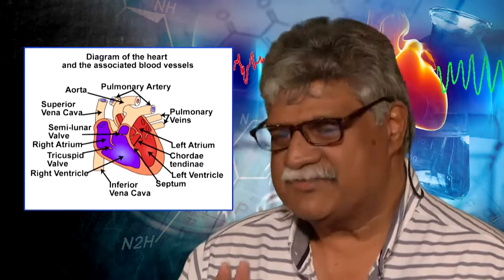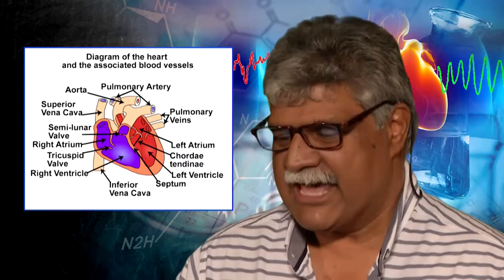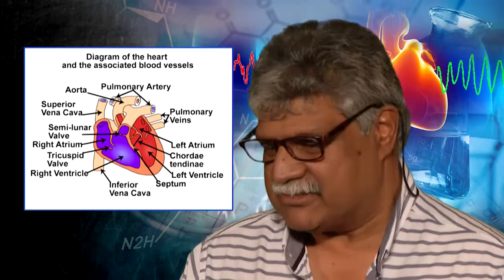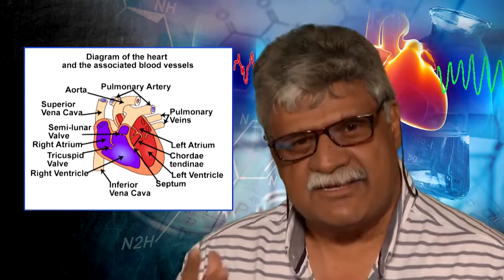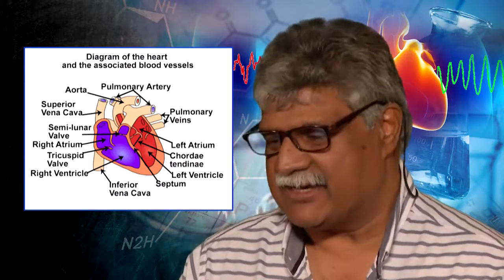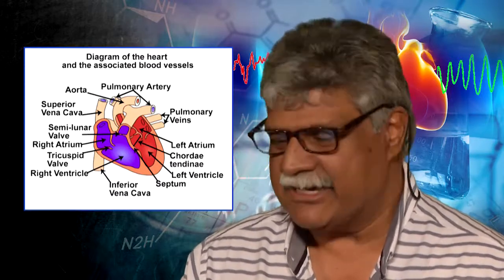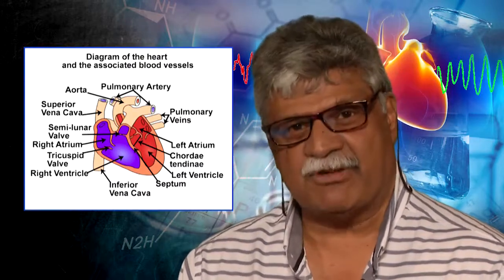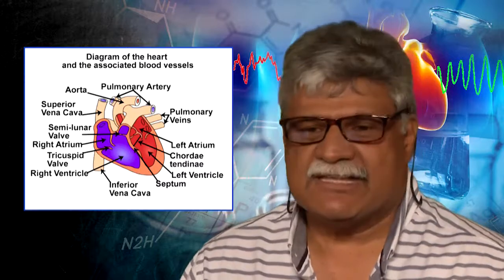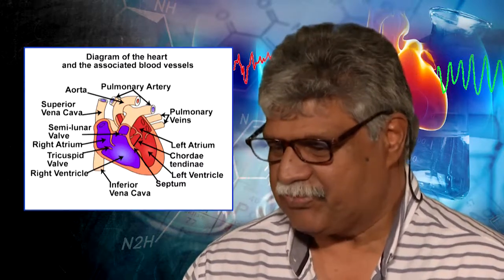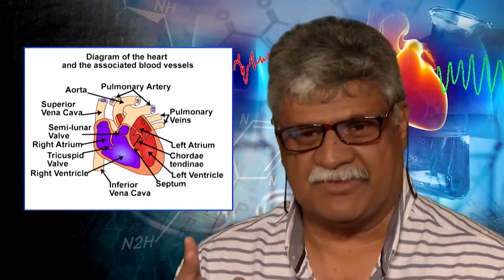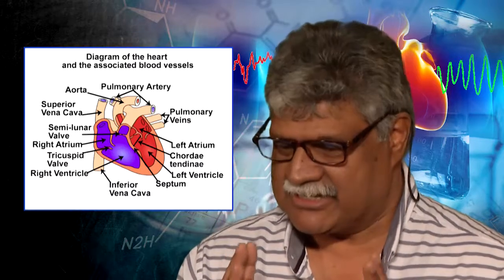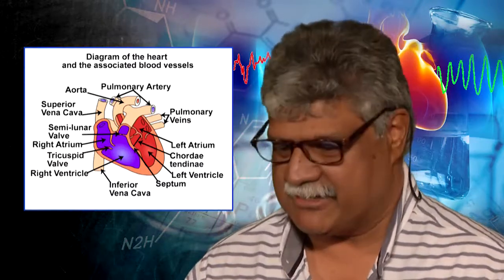Now, these valves do not collapse because the valve is held in position by tendons, which we call chordae tendineae. Can you see tendons, tendineae? That's where it comes from. And these are strings that keep the valve in position so that it does not go inside out. So the valve does not allow blood flow back into the atrium.